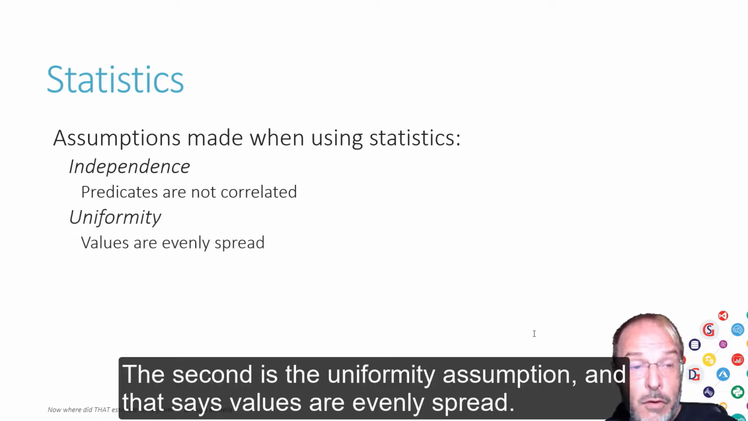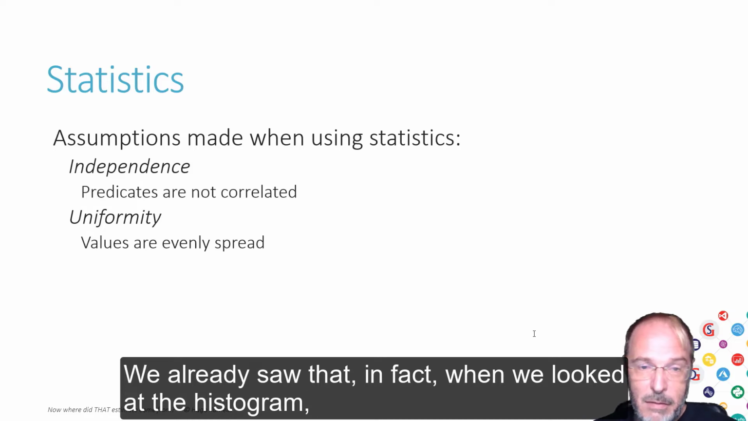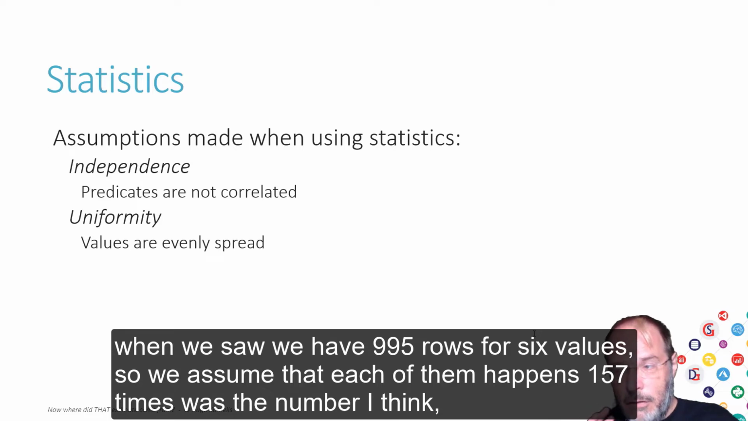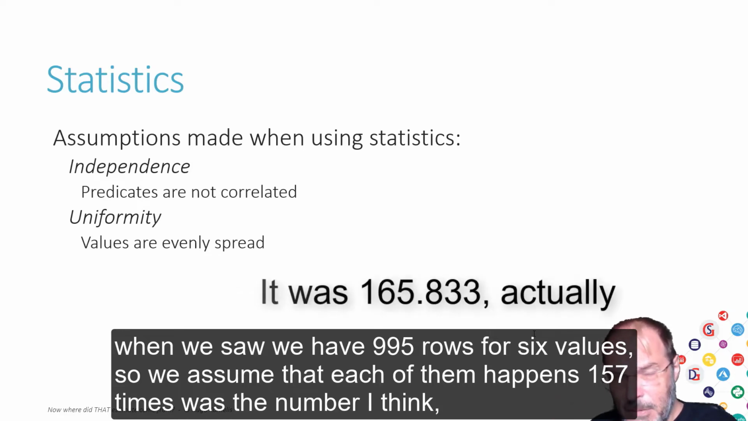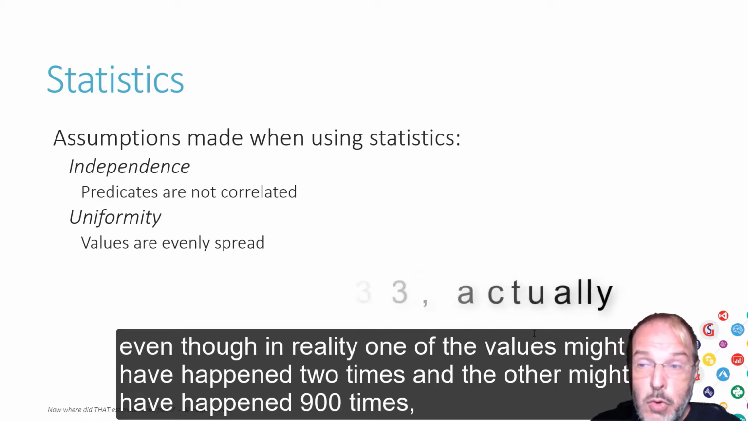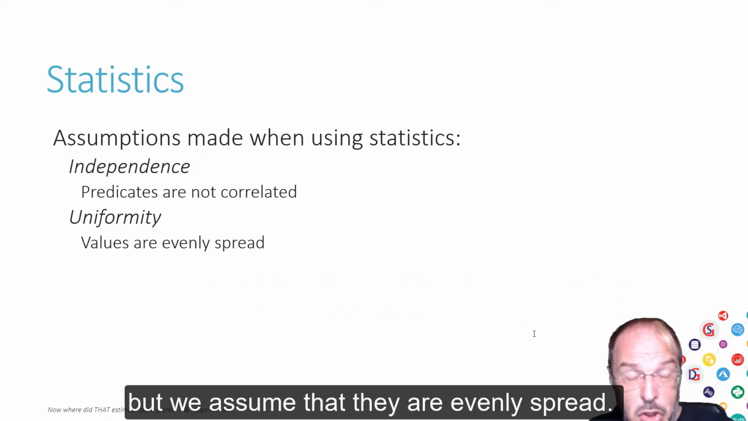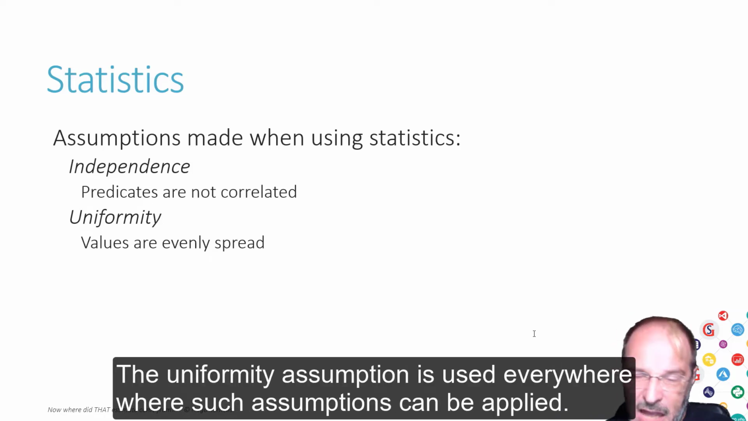The second is the uniformity assumption, and that says values are evenly spread. We already saw that when we looked at the density and the histogram: we have 995 rows for 6 values, so we assume that each of them happens 157 times, even though in reality one of the values might have happened 2 times and the other might have happened 900 times, but we assume that they are evenly spread. The uniformity assumption is used everywhere where such assumptions can be applied.